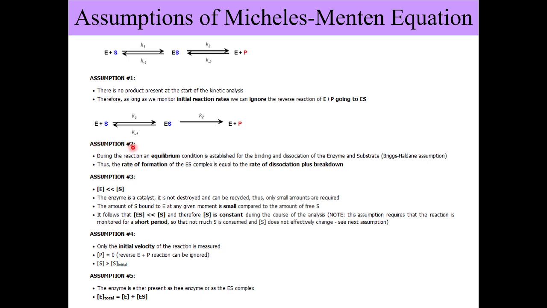Then there is assumption 2. During the reaction, an equilibrium condition is established for the binding and dissociation of the enzyme and substrate, that is the Briggs-Haldane assumption. Thus, the rate of formation of the ES complex is equal to the rate of dissociation plus breakdown. Okay, so this tells you about the steady state equilibrium, and this tells you that the rate of formation of the ES complex is equal to the rate of dissociation plus breakdown. Alright.